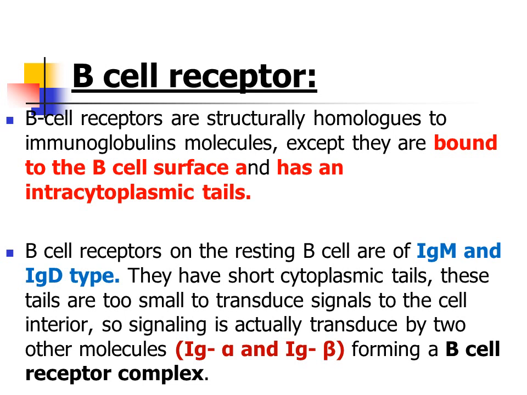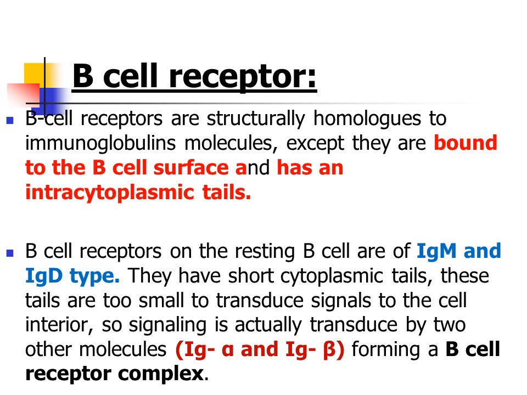They have a short cytoplasmic tail. These tails are too small to transduce signal to the cell interior. هو fixed على السيلز بس الشورت التيل intracytoplasmic tail is very short. عشان كده محتاج نوصل السيجنالز، محتاج accessory molecule to transduce السيجنال.